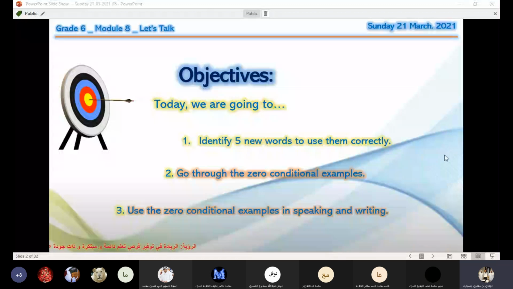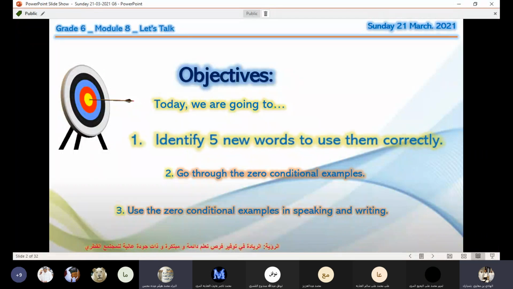Al-Bara, Muhammad Haytham. Please unmute yourself and read for us the first objective of today's lesson. Are you listening to me? Al-Bara Muhammad Haytham. Hello. Good morning. Good morning, teacher. Good morning, Al-Bara. Would you please read for us the first learning objective? Yes. Identify five new words to use them correctly.